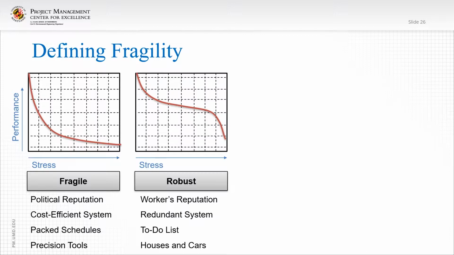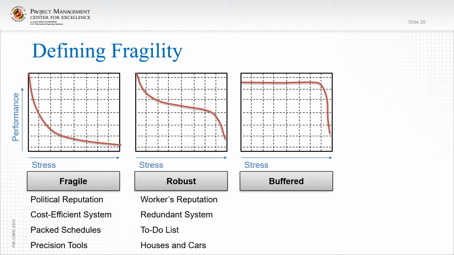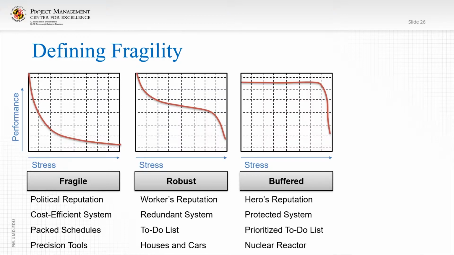and you have to replace it or fix it. Then we have a buffered system. A buffered system is where you are able to selectively reduce the impact of stress over time. The best way to think about this is a hero's reputation. A hero's reputation can handle lots of dings and dents. Nobody blames the hero. They can do nothing wrong until eventually people give up on them. We won't name any names, but it's happening a lot right now.